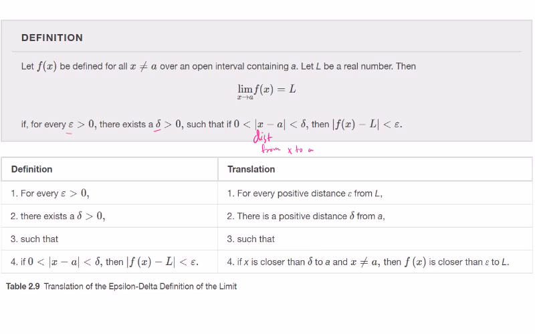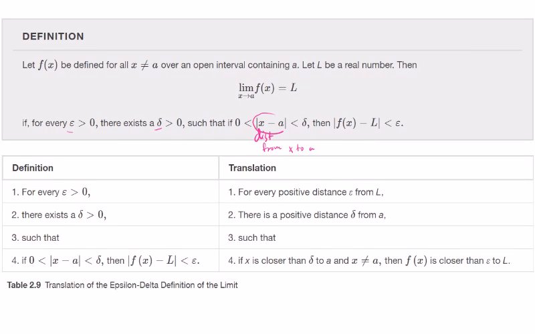There's always going to be some value in between. You could pick a number, like delta could be 0.000001, and we're going to find a value that's in between that, that's closer than that to our value for a. Anyway, hopefully that makes sense.